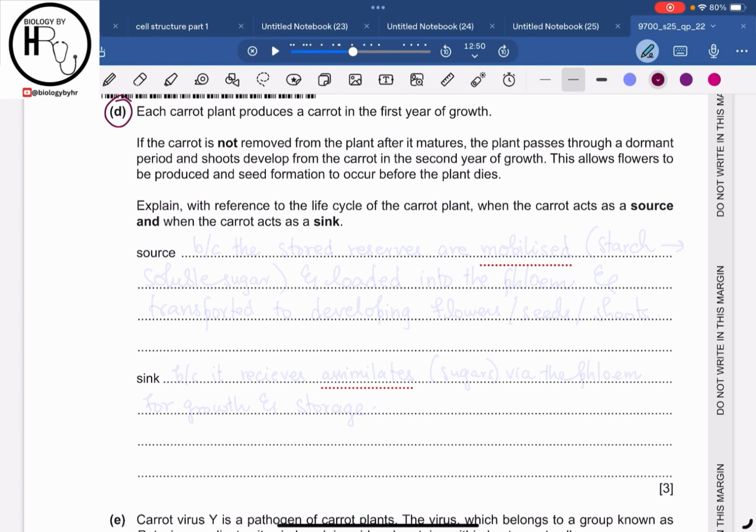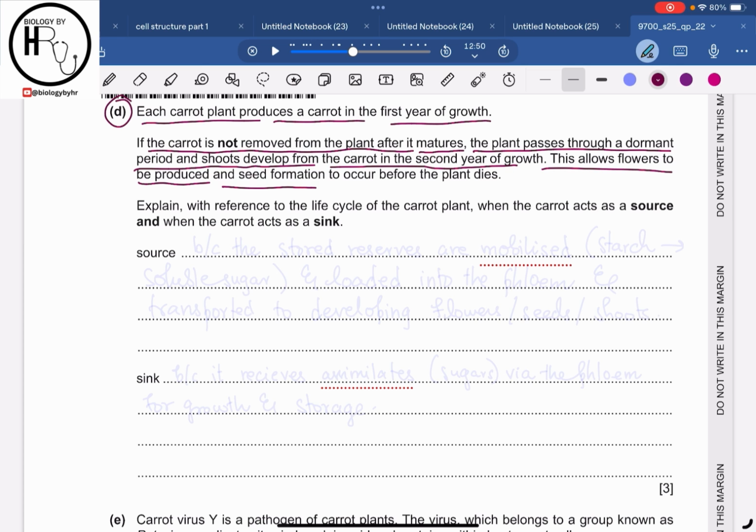Part D says that each carrot plant produces a carrot in the first year of growth. If the carrot is not removed from the plant after it matures, the plant passes through a dormant period and shoots develop from the carrot in the second year of growth. This allows the flower to be produced and seed formation to occur before the plant dies. Explain with reference to the life cycle of the carrot plant when the carrot acts as a source and when the carrot acts as a sink.